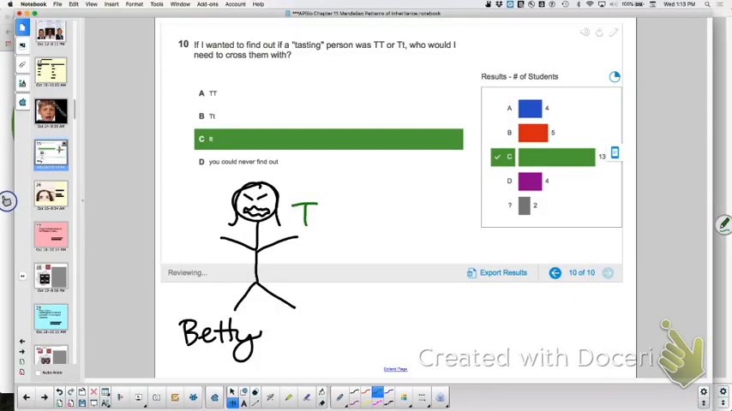Big T what? Something. Big T something. I don't know what that something is, right? That something could be another big T, or that something could be a small t. I don't know what Betty has. All I know is that she can taste, and she only needs one of the alleles to be that, the tasting allele, right? So who would I need to cross her with? So in order to make a baby, she's got to be with Bill.